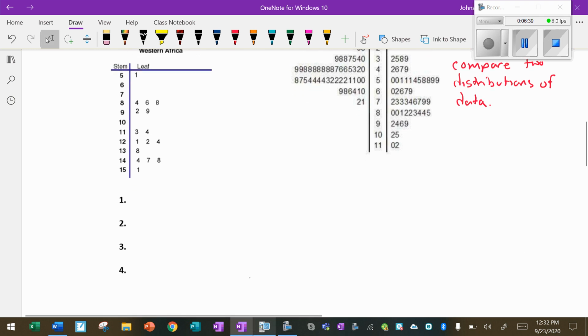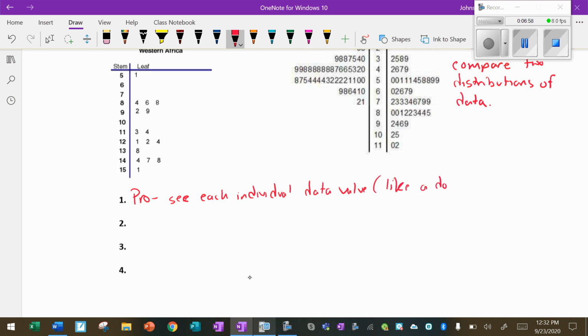So like everything else we talked about, there are pros and cons. One of the pros is that we can see each individual data value, like a dot plot. Stem plots are very similar to dot plots, but instead of having dots, you have the numbers.